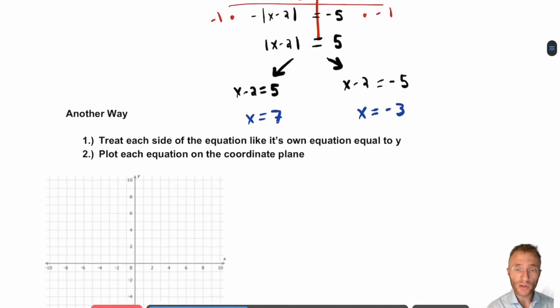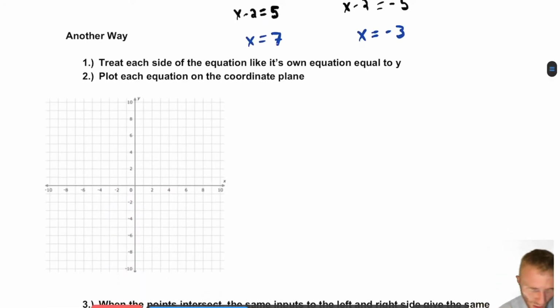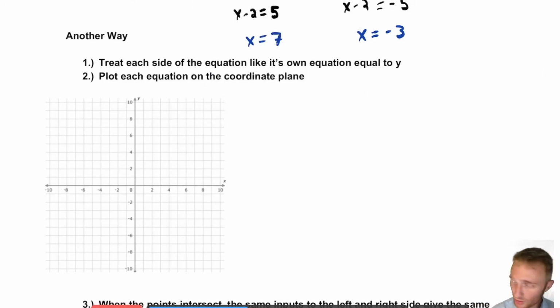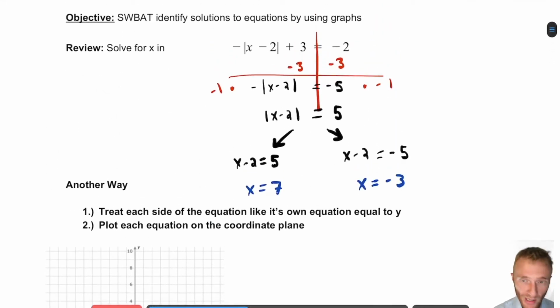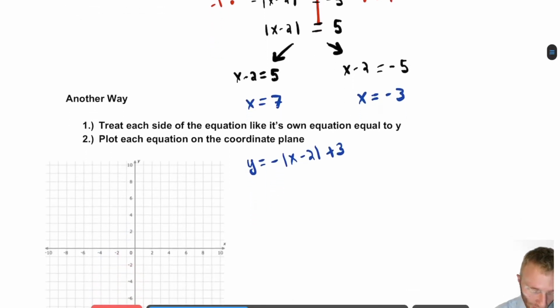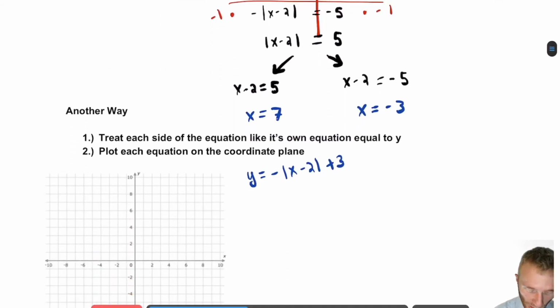So here's what we're going to do. I want you to focus on the why here, right? Focus on why this works as I'm explaining it. Step 1, I'm going to treat each side of the equation as its own equation that is equal to y. So by that I mean I'm going to start with negative the absolute value of x minus 2 plus 3. Here's one equation, y equals negative the absolute value of x minus 2 plus 3. And then the right-hand side of my equation is just that negative 2. So my right-hand equation is just y equals negative 2.